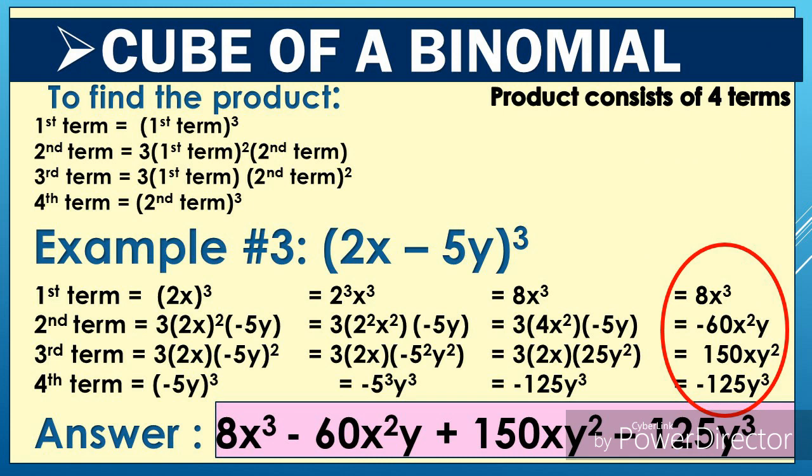Okay, now this is the third example, the quantity of 2x minus 5y cubed. Okay, to find the first term, we cube the first term, that is 2x, and that is 2x cubed. So, 2 cubed is equal to 8, then we have x cubed. To find the second term, we thrice the square of the first term times the second term, which is negative 5y. So, now we have 3 times 2 square x squared times negative 5y.